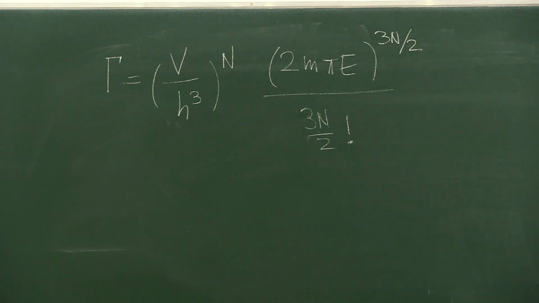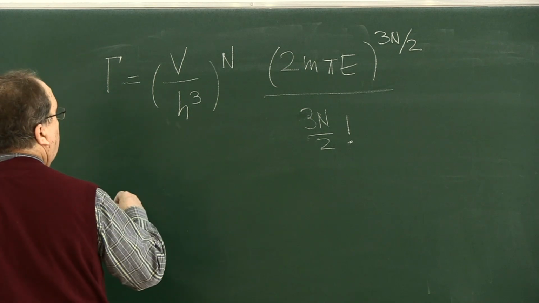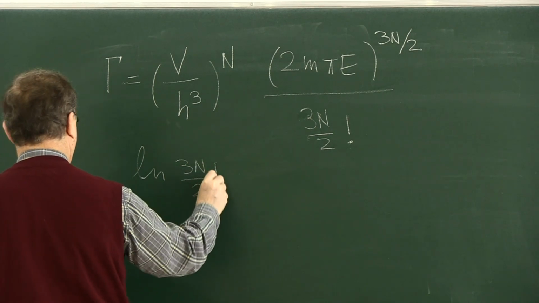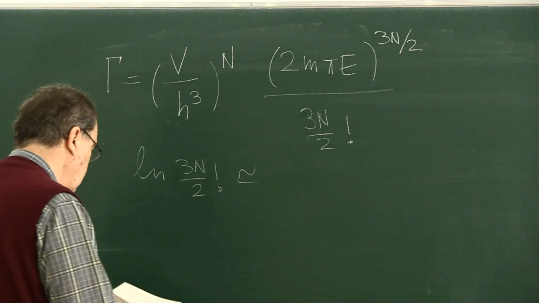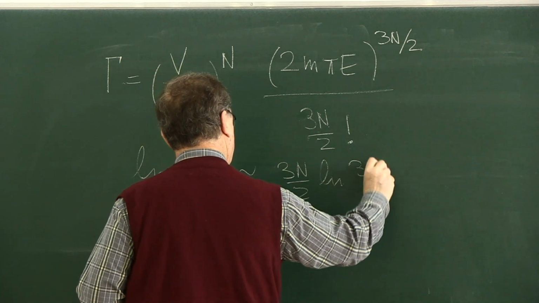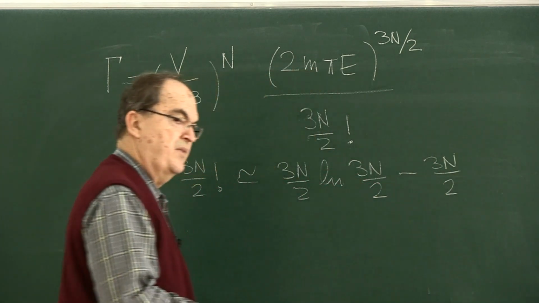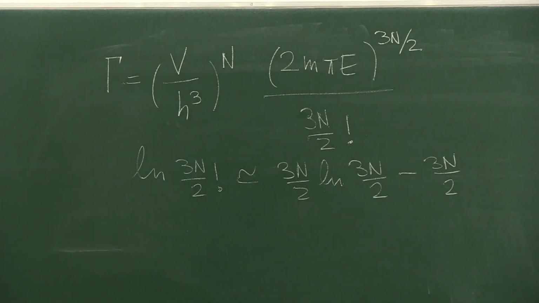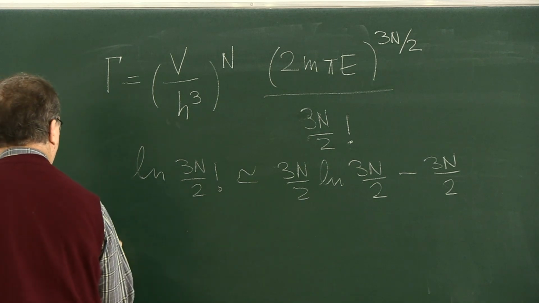Okay. Now, if this is the case, the logarithm, well, we know the logarithm of 3n over 2 factorial is, by Stirling's approximation, 3n over 2 ln 3n over 2 minus 3n over 2, isn't it? ln n factorial is n ln n minus n. Using this, you can get to the logarithm of that.